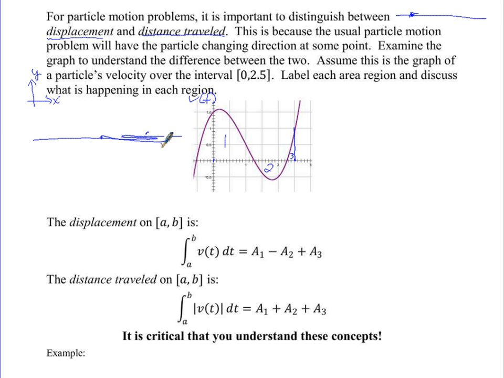If I then add on this negative area right here, that will back me up to here. And then if I add on this little positive area right here, it will push me back forward to here. That will give me the displacement. Okay? So basically we're just going to integrate from start to finish. And that will give me the displacement. That's what this part right here is saying. The displacement on A to B, that interval, is the integral from A to B of the velocity with respect to time.